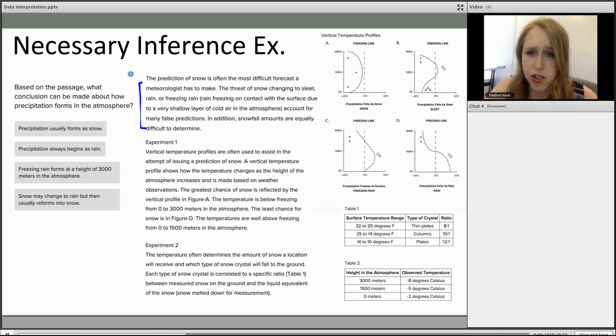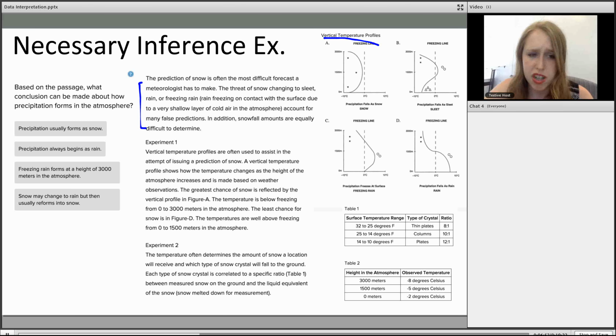And if we look at these vertical temperature profiles, I know that they're not in the first paragraph, but just to get a bigger idea, we see that everything starts as snow. So on the left-hand side of the chart before that dashed freezing line, before becoming sleet or freezing rain or just normal rain. So we want something about snow. If we look at choice number 1, we see precipitation usually forms as snow. I'm going to say that's probably right given our charts and given all the talk of snow in the first paragraph. But let's look at our other choices just to see if that makes sense.